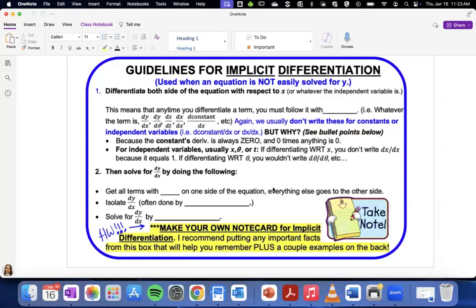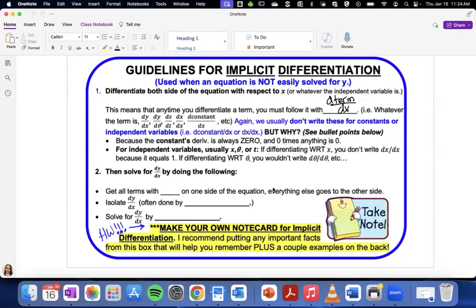Okay. Let's fill it out. This is basically summarizing what I already told you. We differentiate both sides with respect to x. Anytime you differentiate, you follow it with the d term over dx, or whatever your independent variable is. Could be theta, could be t, so dy over dx, dy over d theta, ds over dt, whatever. We usually don't write them for constants or your dependent variable. This is just recapping what I said.